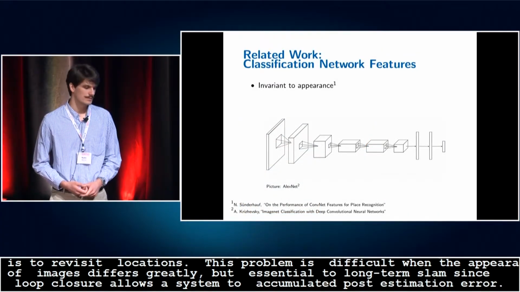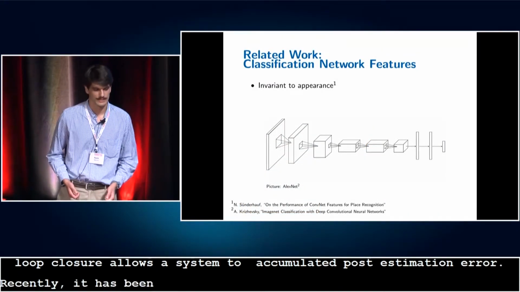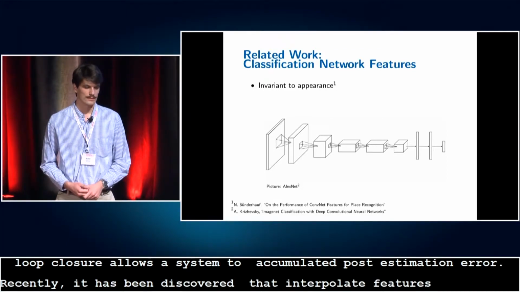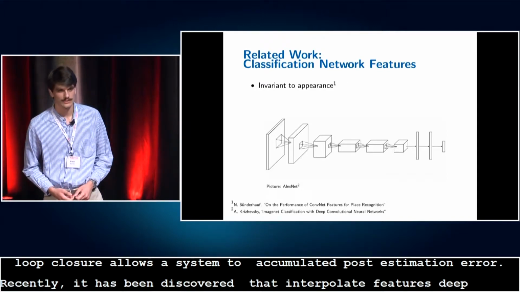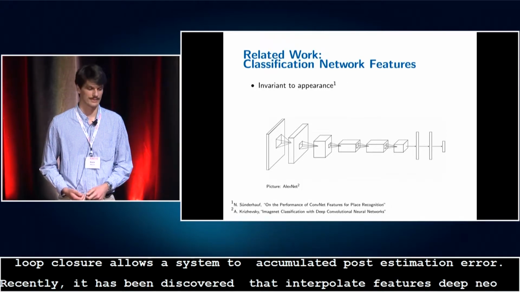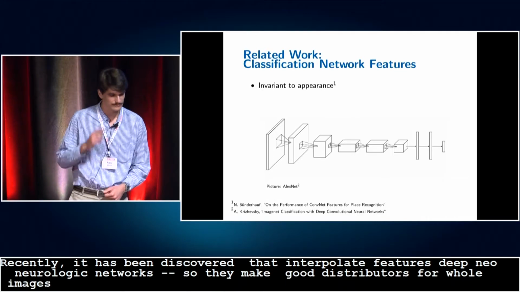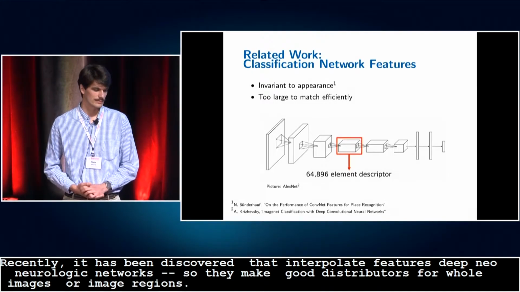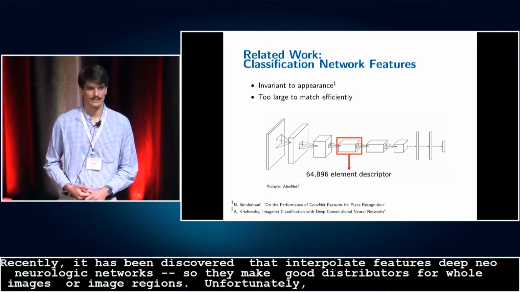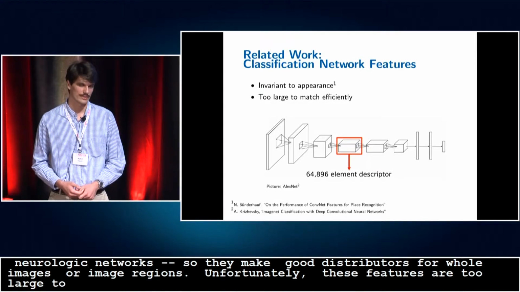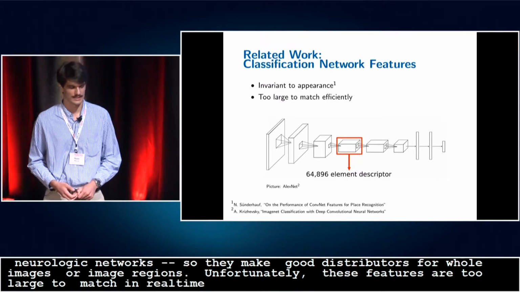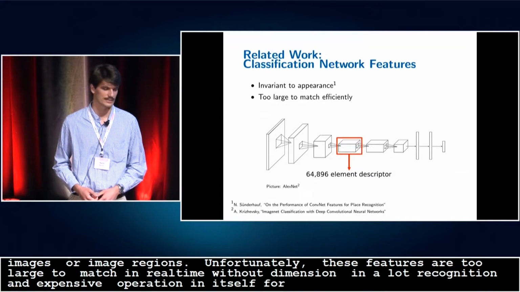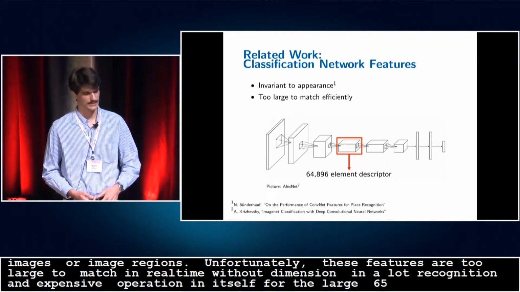Recently, it has been discovered that intermediate features learned by deep convolutional neural networks are useful for place recognition. They are invariant to image appearance, so they make good descriptors for whole images or image regions. Unfortunately, these features are too large to match in real time without dimensionality reduction, which both hinders place recognition performance and is an expensive operation in itself for the large 65,000 element feature vectors extracted from AlexNet, which is depicted here.